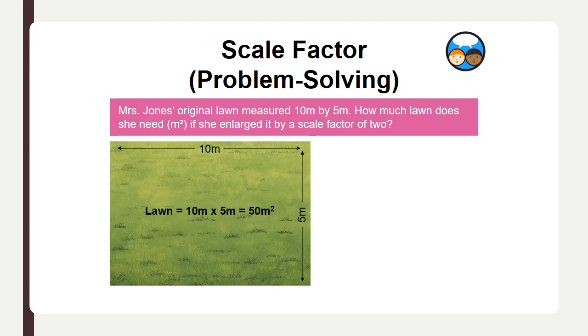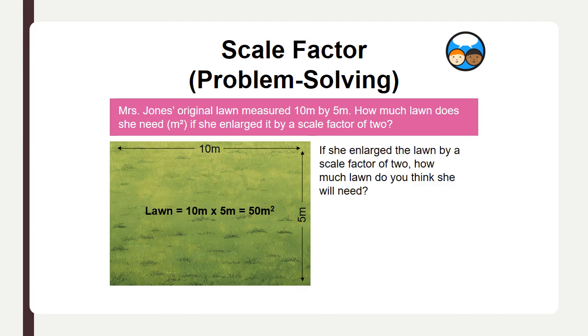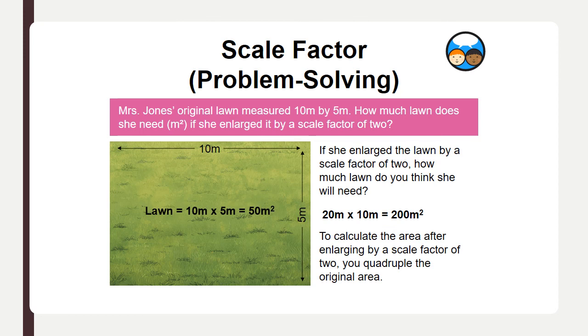Well, if she's enlarged it by a scale factor of 2, then her lawn, instead of having a width of 10 meters, now has a width of 20 meters. And instead of a length of 5 meters, it now has a length of 10 meters. So 20 times 10 gives us 200 meters squared.